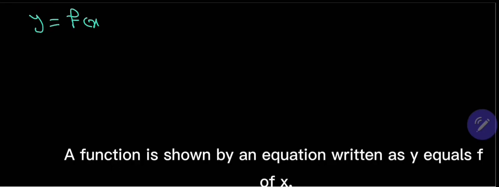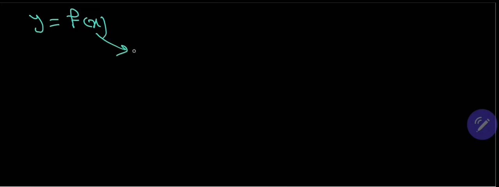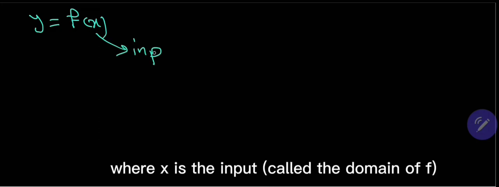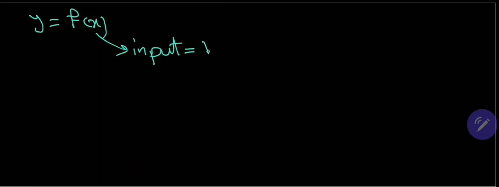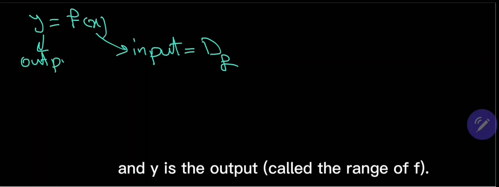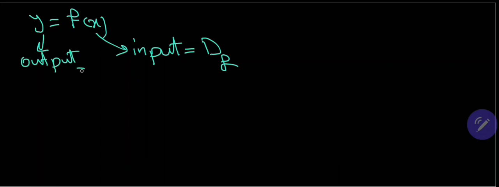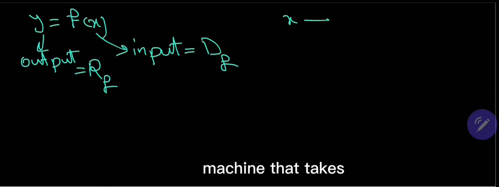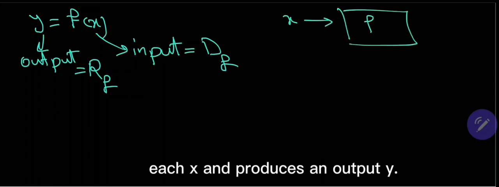Today we explain the concept of a function. A function is shown by an equation written as y equals f of x, where x is the input, called the domain of f, and y is the output, called the range of f. We can think of a function as a machine that takes each x and produces an output y.